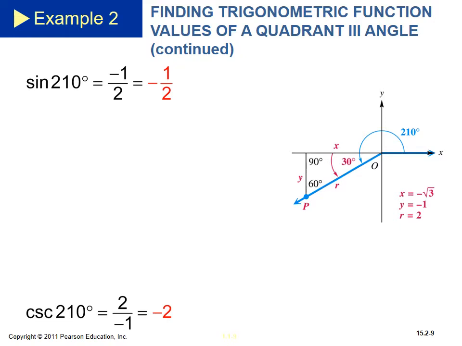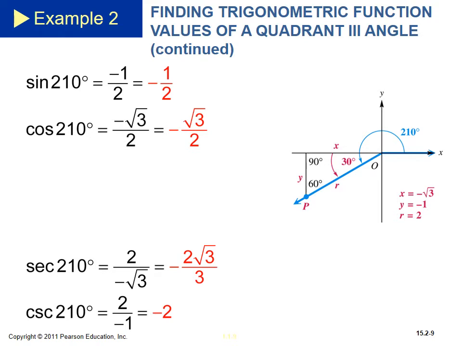Now notice down here, because the cosecant is always the reciprocal of the sine, all we have to do is take that reciprocal. So we're going to flip over 2 over negative 1, and that becomes negative 2.